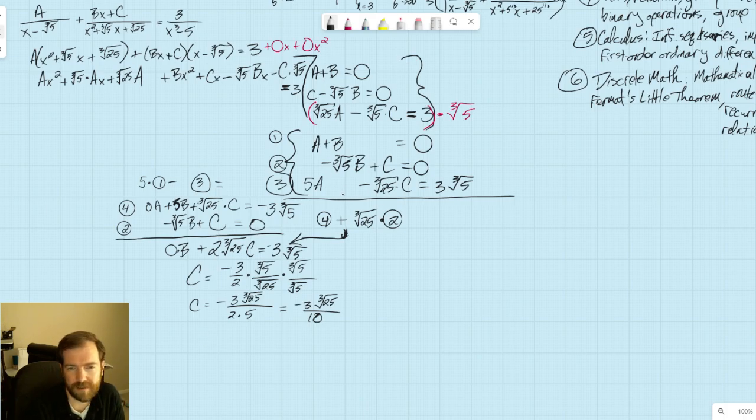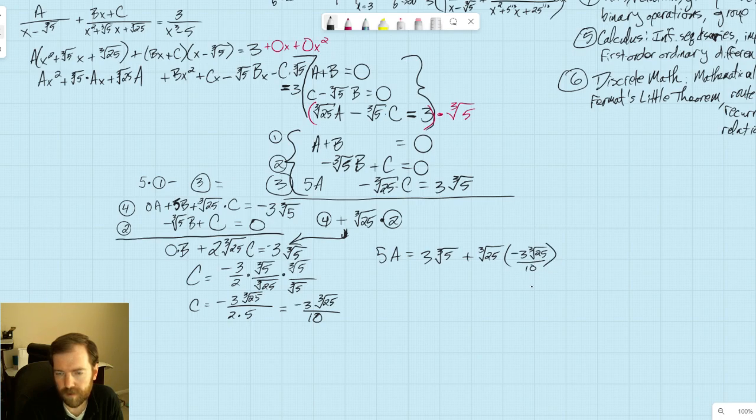Yep. All right, so that's gross, but it works. So then that leads us to B up above, and also to A up above. So 5a is going to be equal to 3 cube roots of 5 plus cube root of 25 times c, negative 3 cube roots of 25 over 10. All right, 5a is going to be equal to, this is 3 cube roots of 5 plus, that's going to be a minus.